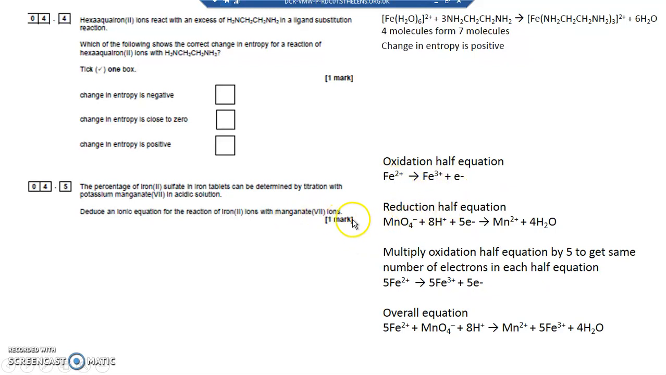MnO4-, how do I know that manganate is 4-? I've got to remember MnO4.